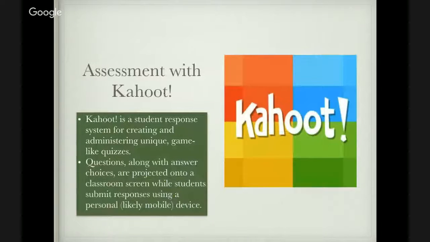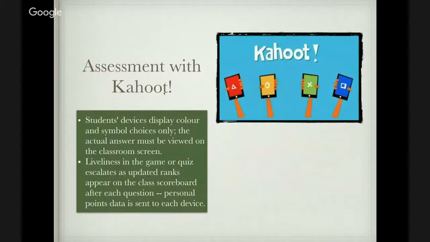The next tool we're going to look at is assessment with Kahoot. Kahoot is a student response system for creating and administering game-like quizzes or surveys. So questions along with the answer choices are projected onto a classroom screen while students submit responses using a personal device. Usually it's a mobile when they're in the secondary level. So on the students' devices, they'll display color and symbol choices only, and the actual answer must be viewed on the classroom screen, and you're going to see that in an example in a minute.